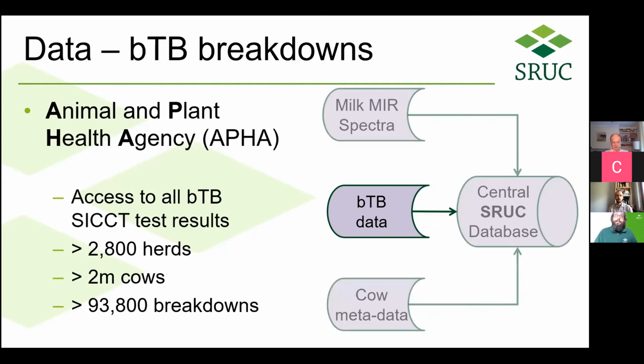As far as the TB data goes, we have access to the Animal and Plant Health Agency's breakdown database. This is all TB data for all animals in the UK. It does include the beef animals, but obviously we're only interested in the dairy animals. We have access to all the historic data going back even pre-2013, but we only have spectral data from 2013 onwards. Also worth noting that we're only using historical data for legal reasons. We can't be making predictions on current data, so we're only using predictions on animals that we know have been slaughtered.